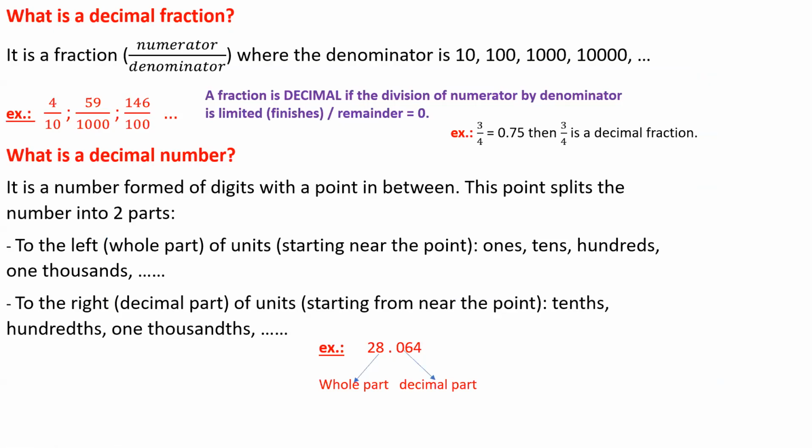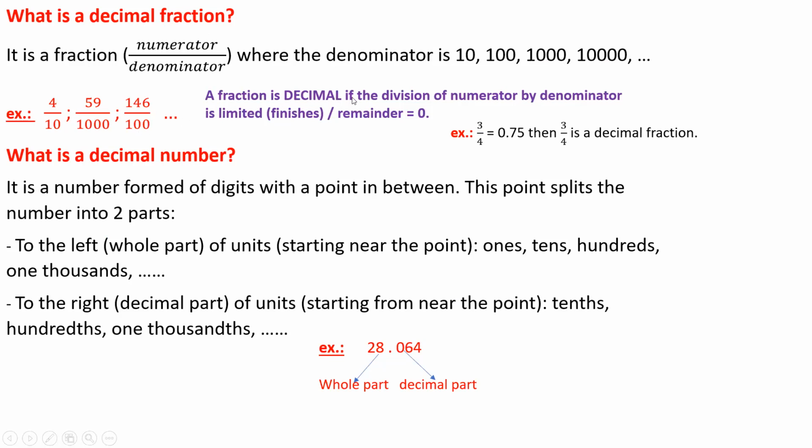First, what's a decimal fraction? A fraction, in general, is numerator over denominator. But when we talk about a decimal fraction, it is a fraction where its denominator is 10, 100, 1000, 10,000, which we call powers of 10. For example, 4 over 10 is a decimal fraction since the denominator is 10. 59 over 1000, 146 over 100.